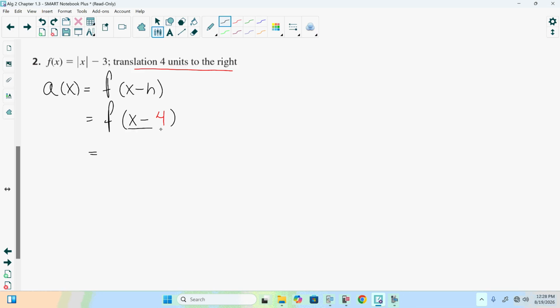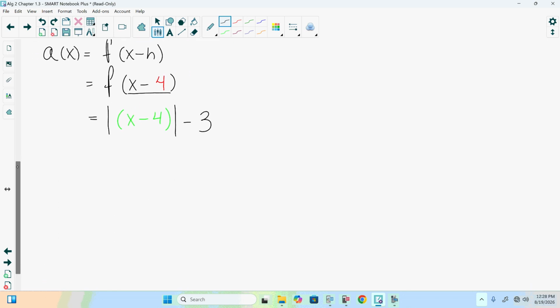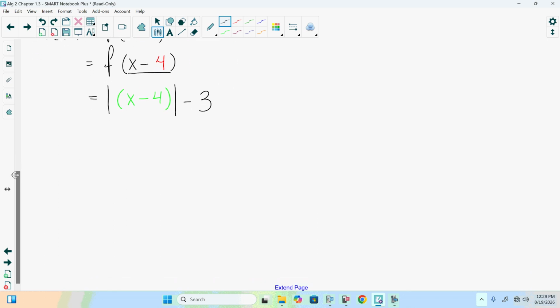Since we have f of x minus 4, it means this x inside the absolute value bars needs to be replaced with x minus 4. Every other part of the function stays the same. We still have the absolute value bars. We still have the minus 3. If there was a number in front of the x, we would still have it. But this is what we have.